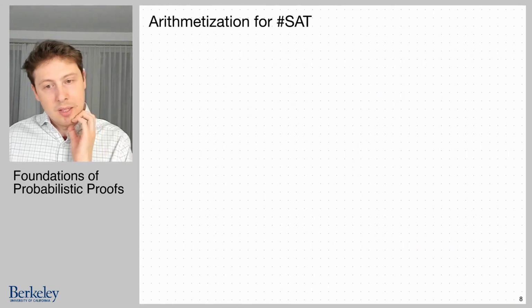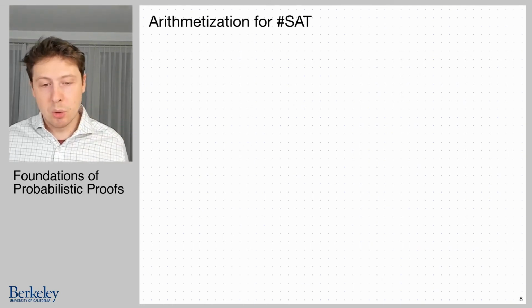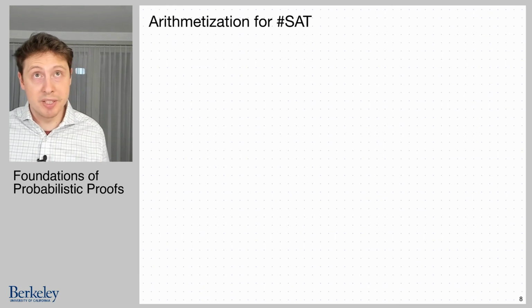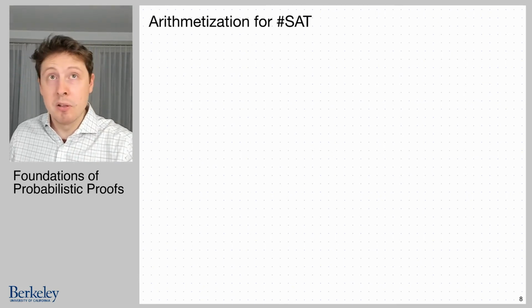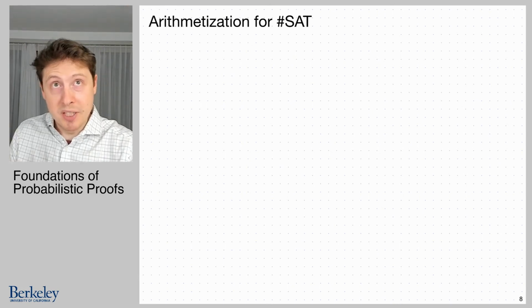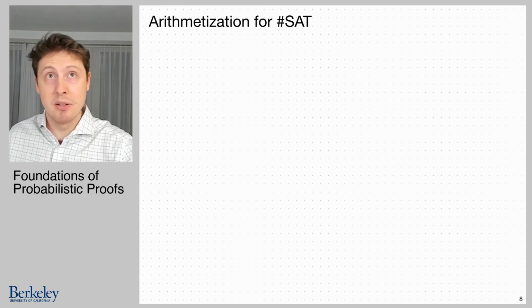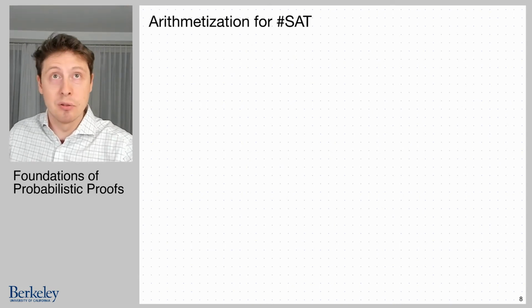So we had another theorem we wanted to prove, which was that we wanted to also handle the sharp sat problem. Namely, proving that a Boolean formula has a specific number of satisfying assignments. I don't know, like 35, okay? Out of 2 to the n.